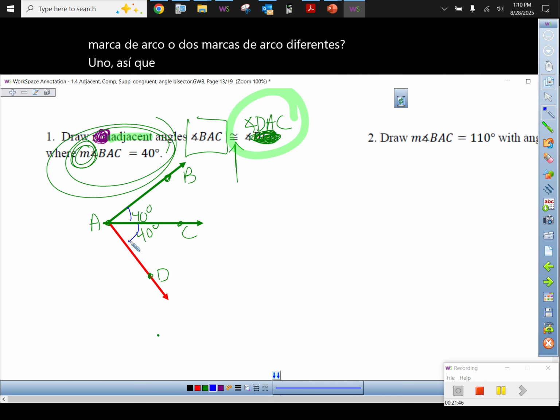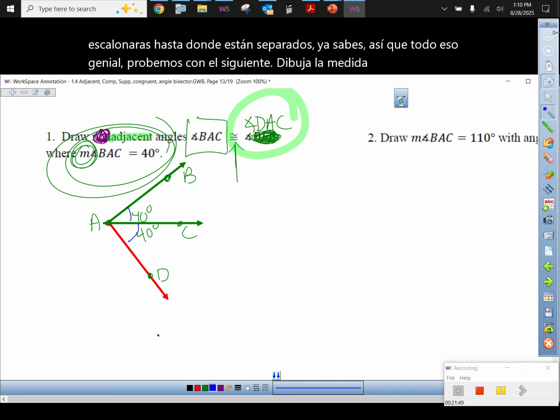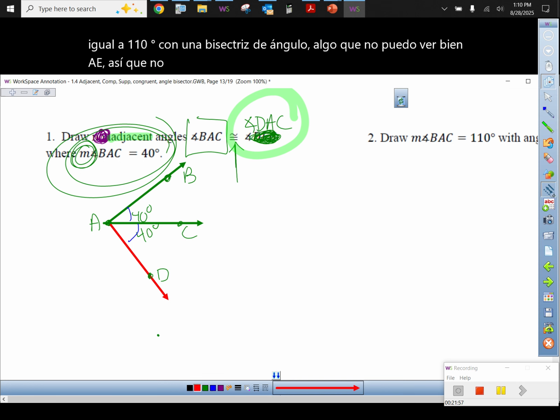Draw the measure of angle BAC equaling 110 degrees with an angle bisector, AE. So we won't need to measure it. Let's just start with a ray, boom. And when I don't measure it, but I still do it, what kind of angle should 110 be? Should it be right, acute, or obtuse? Obtuse.